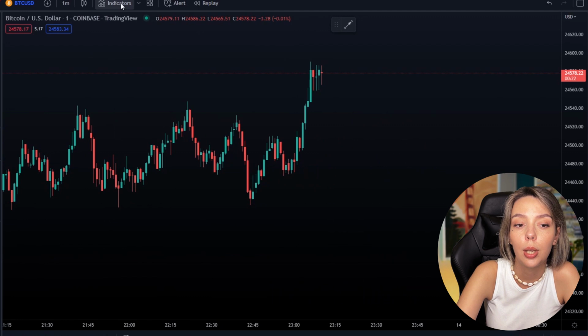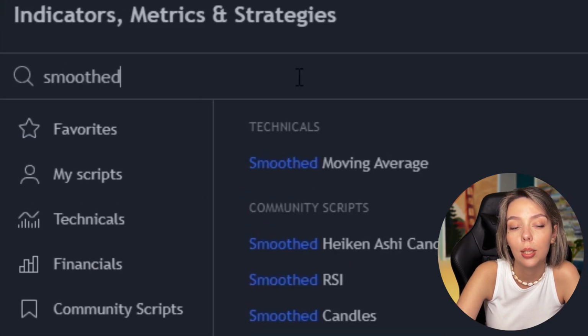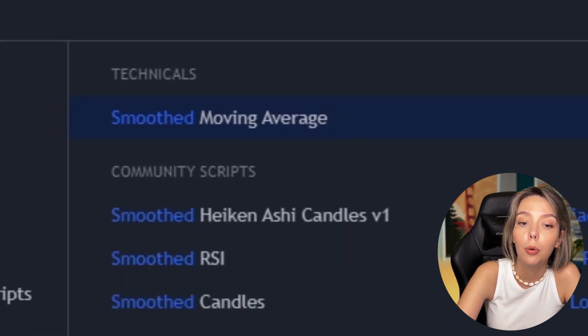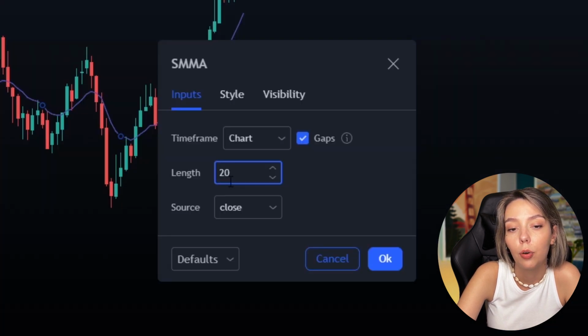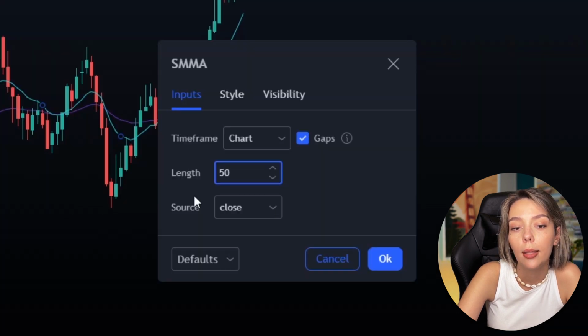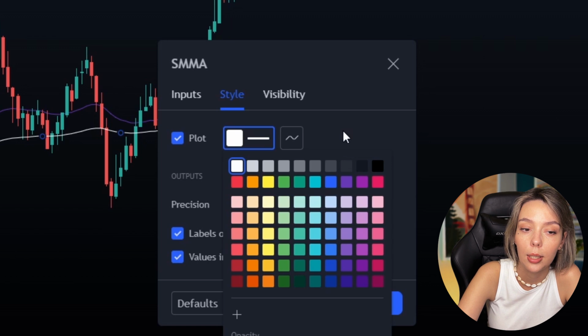We use two indicators for this strategy. This is the smoothed moving average twice. In the indicator section on TradingView, look for smoothed moving average, and click it twice. We will give the first smoothed moving average a length of 20. The second smoothed moving average we give a length of 50, and give it a different color so you don't get confused with the other indicator.